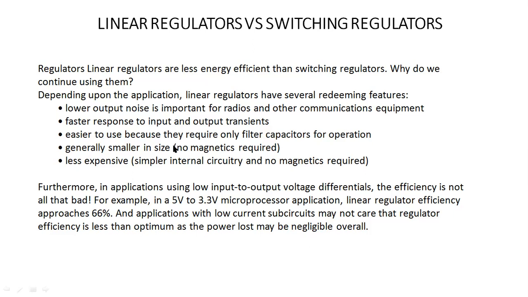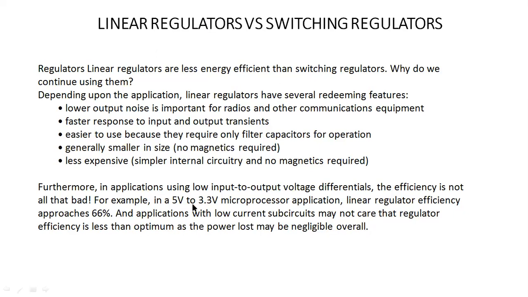It is easy to use because it requires only a filter capacitor for operation. It gives a faster response to input and output transient changes. It is smaller in size because there is no requirement for magnetics. It is less expensive, but its efficiency is less. So for applications where we require higher efficiency, we cannot use a linear voltage regulator; we will require a switching voltage regulator.